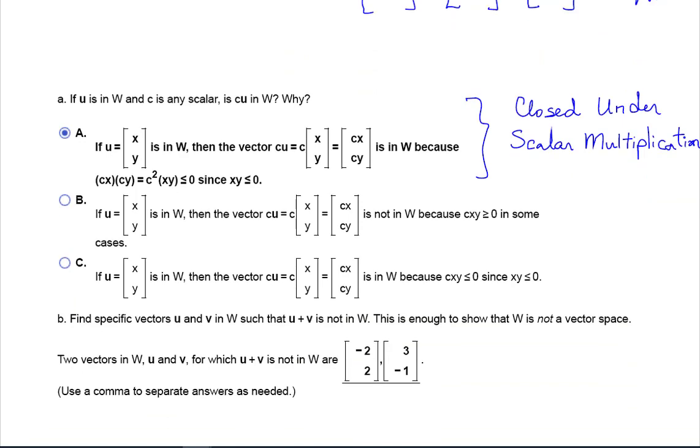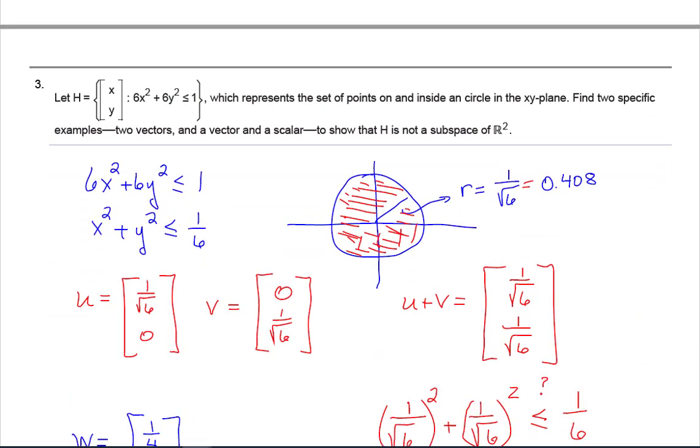Is it closed under scalar multiplication? Well, yes. In that case, if I multiplied C times a particular vector U, I would get a C in each component, and then regardless of the C that I picked, I'd have C squared, and that part would always be positive, but the product would still be negative. So it is closed under scalar multiplication, but not closed under addition.